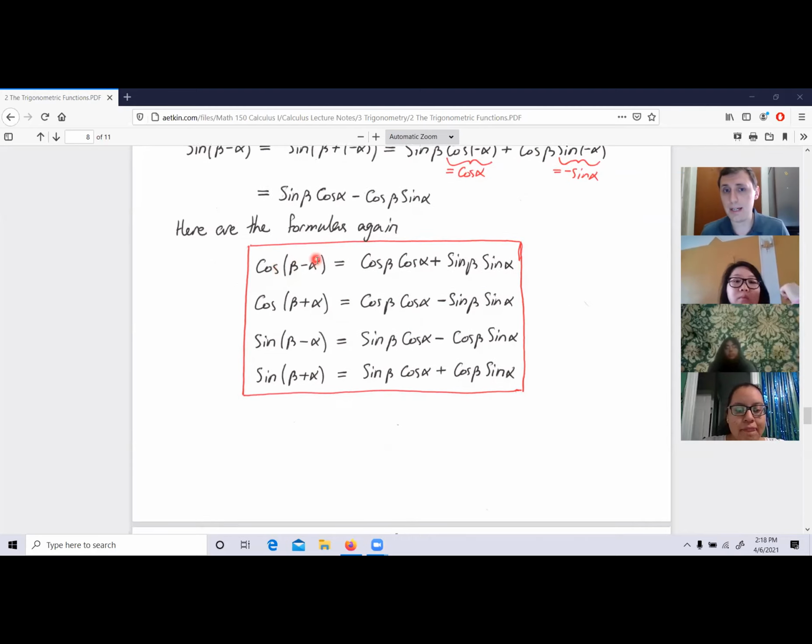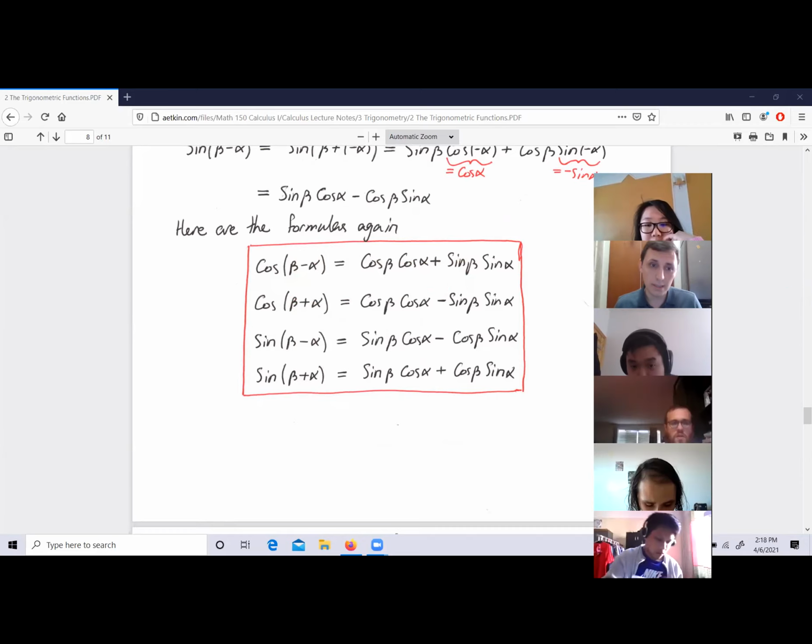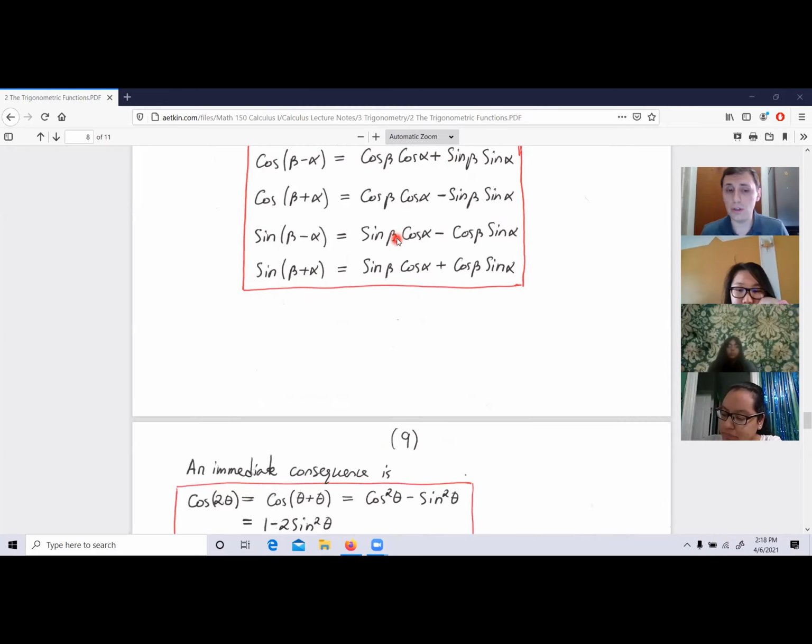Cosine of beta minus alpha is cosine beta cosine alpha plus sine beta sine alpha. And we have the remaining three formulas that are displayed here. It is ideal if you can derive those formulas. And now we return to calculus.